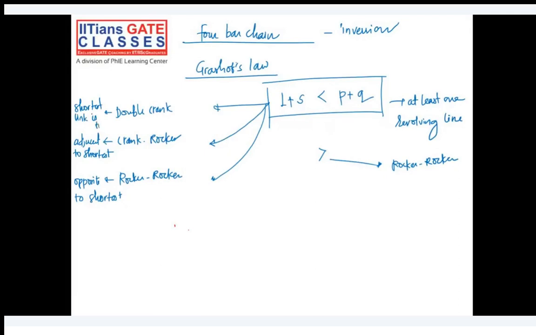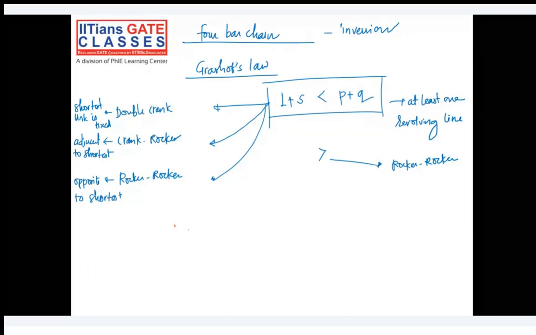Yeah. So a crank you will get whenever you fix the shortest link. So obviously, as it is satisfying the Grashof law, apart from the coupler, the rest of the two links which are adjacent to the fixed link will revolve completely, and you will end up with a double crank mechanism.